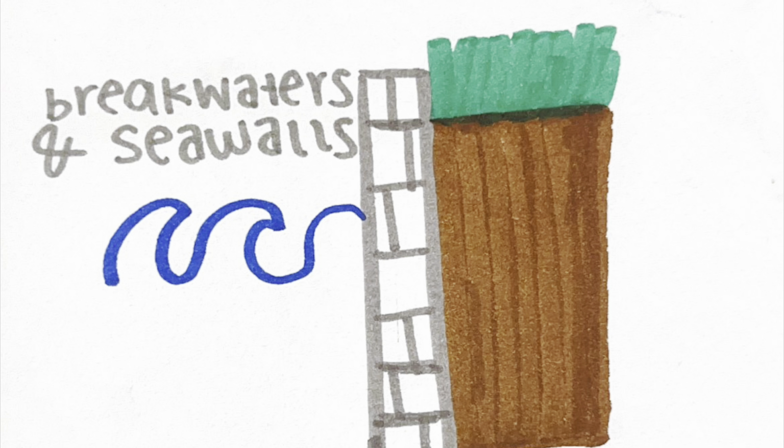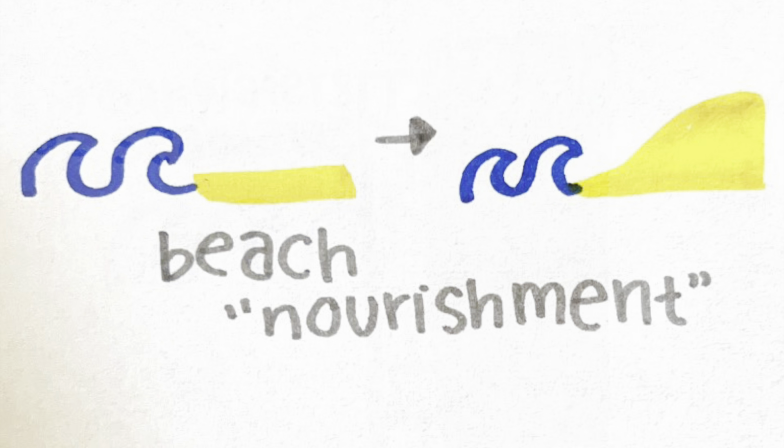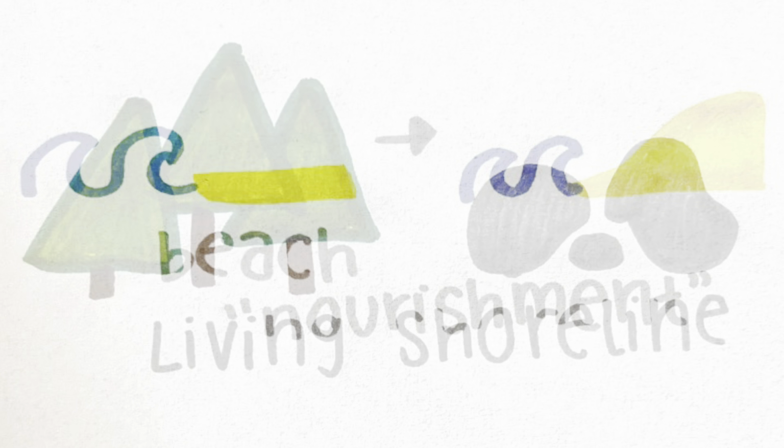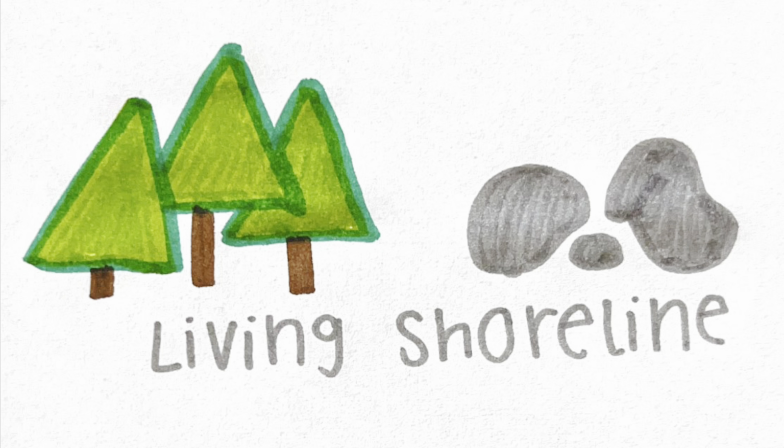Various coastal engineering techniques can be used to slow coastal erosion. For example, breakwaters and seawalls can be built to provide a better barrier between water and coast. Beach nourishment is another option, this one involving the addition of extra sand and sediment to beaches to compensate for erosion. Living shorelines have also been used to stabilize coasts and involve using natural materials such as plants and rocks to strengthen coastlines.